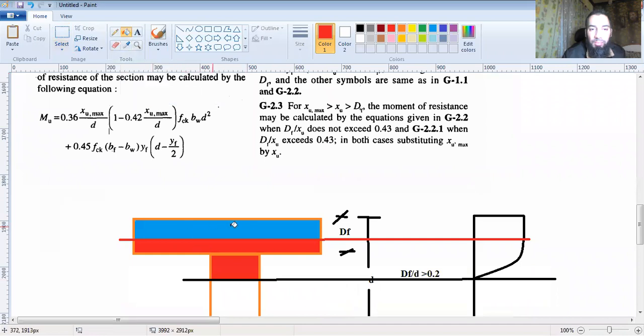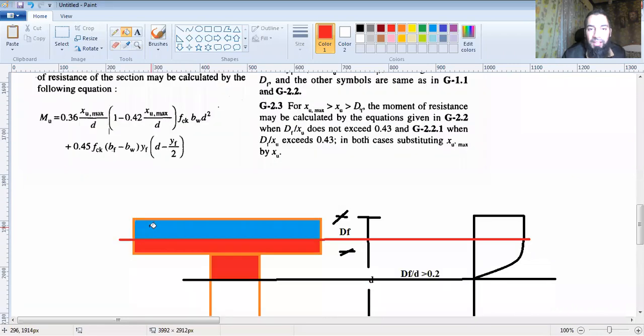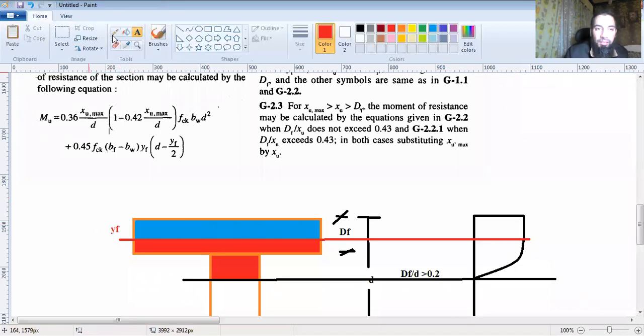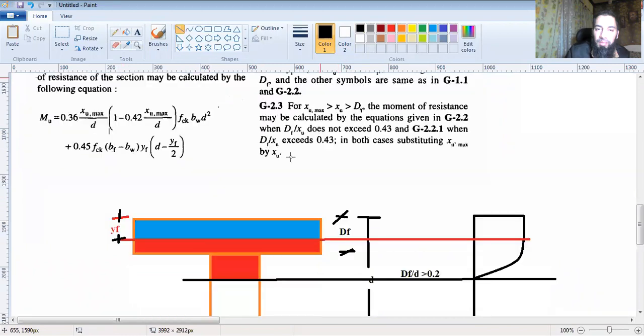This portion was for the flange, but now it will be only this much portion of the flange. जो ये blue में यहाँ पर ये portion आ रहा है flange का, it would be only that much portion, and its depth would be yf. Its depth would be yf from here, top, till this point. Or yf, how would you get it? 0.15 xu.